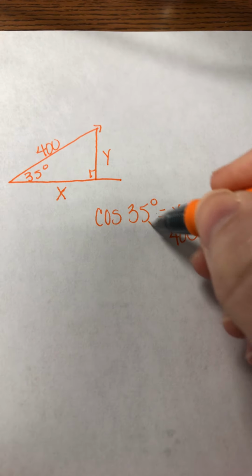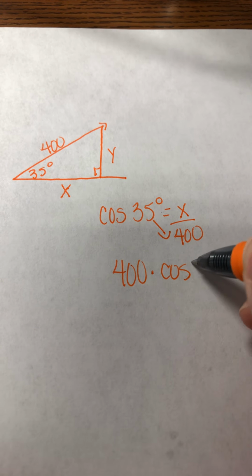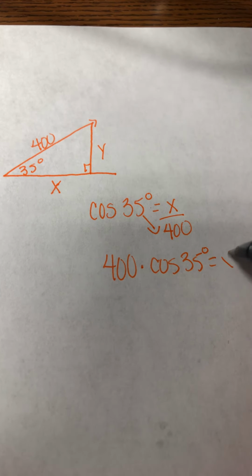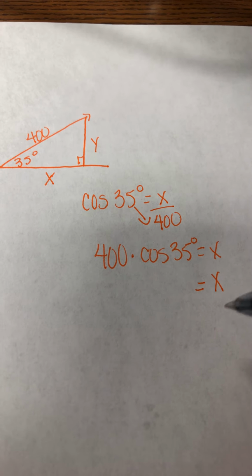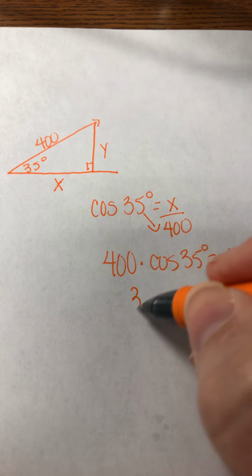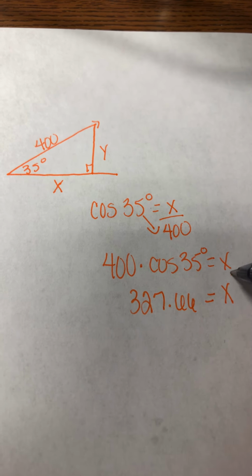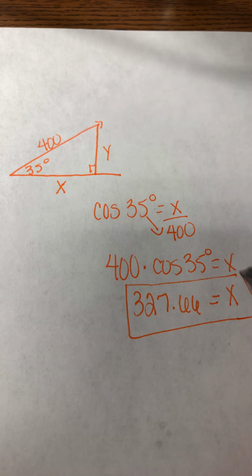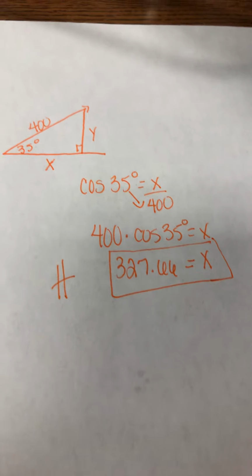Now this is just a simple multiplication problem. 400 times the cosine of 35 degrees is equal to x. Plug that into your calculator, and x is going to be 327.66. Okay, now this is your horizontal component. Okay, so horizontal.